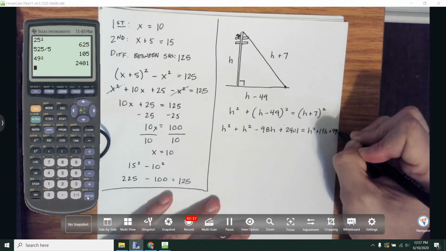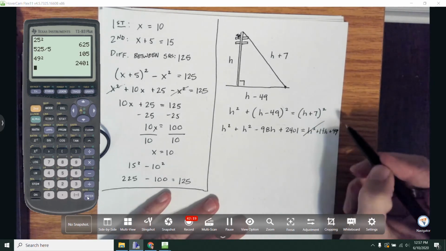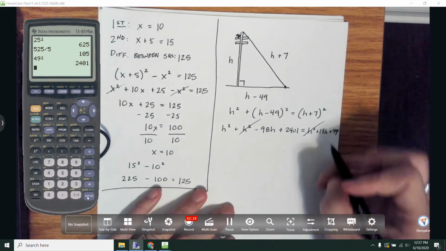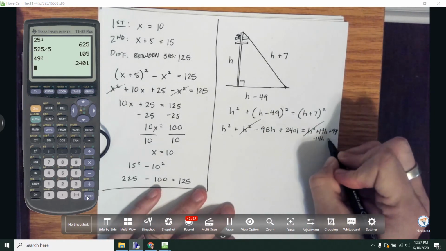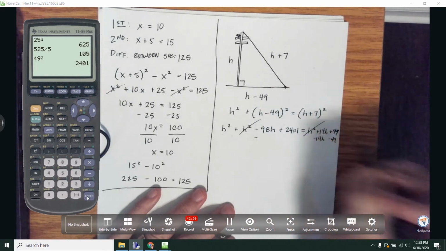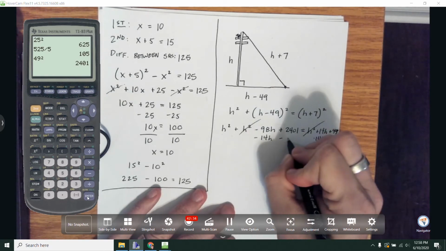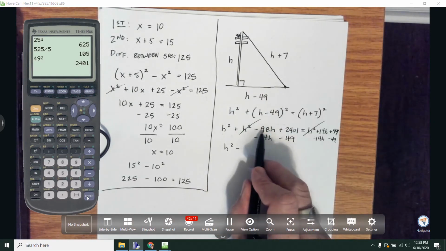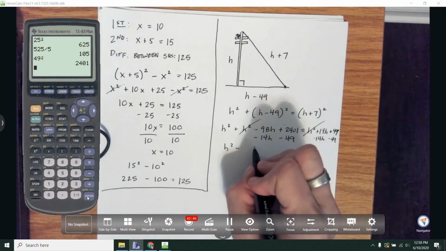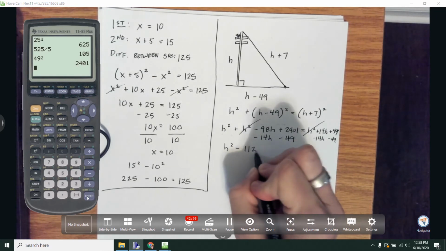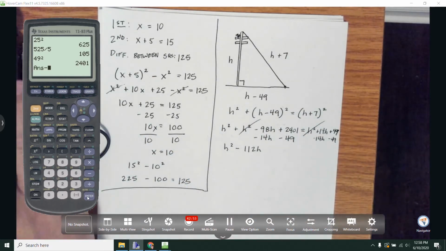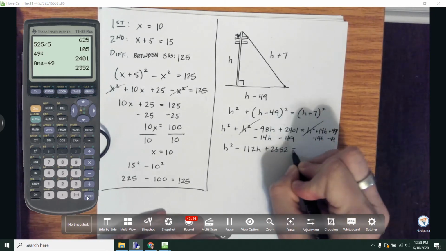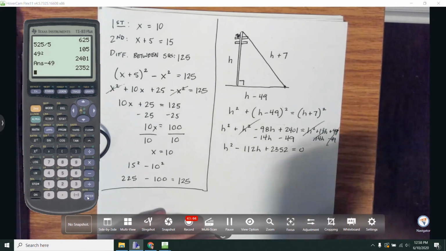Ooh, kind of ran out of room on that one. We're going to cancel this away. Cancel this away. It's like we subtracted H squared on both of those. We're going to minus 14H and minus 49 here. That means we're minusing 14H here and minusing 49 here. So that leaves us with H squared, and then negative 98 minus 14, that should be 112H, and then 204 minus 49 is 2352, and this equals 0 now. Both those things canceled away.